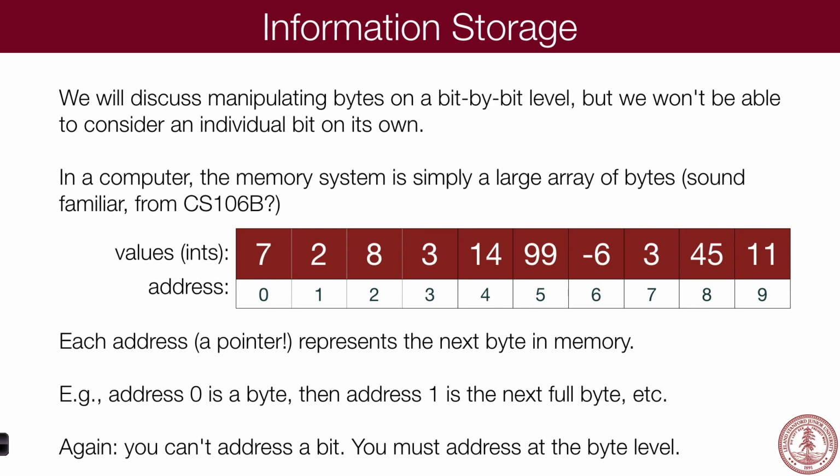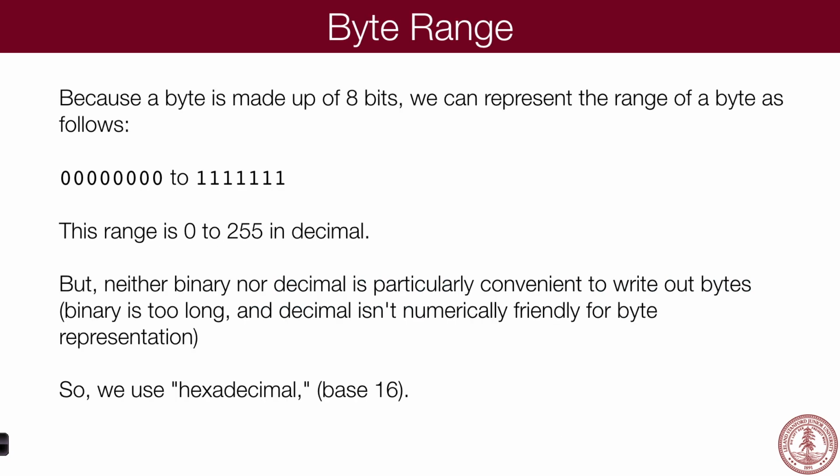Now, remember, an address in C is just a pointer, right? So we're going to have pointers that will access particular bytes of memory. Okay. Each address, address 0 is one byte, and 1 is the next byte, and so forth. Again, can't address a bit. You have to address these things at byte level. We'll get into more details about that as we go along. But let's talk about bytes in a little bit more detail.